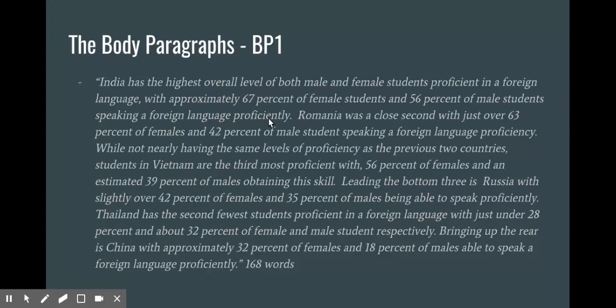Now, if you want to get rid of some countries, if you want to edit some countries out, I would not talk about the middle 2 countries. So that would be Vietnam and Russia. I would not talk about them. And then I would edit out 1/3 of what I said, because I'm taking away 2 of the 6 countries. So I'd only talk about 4 countries. I'd talk about India, Romania, Thailand, and China.